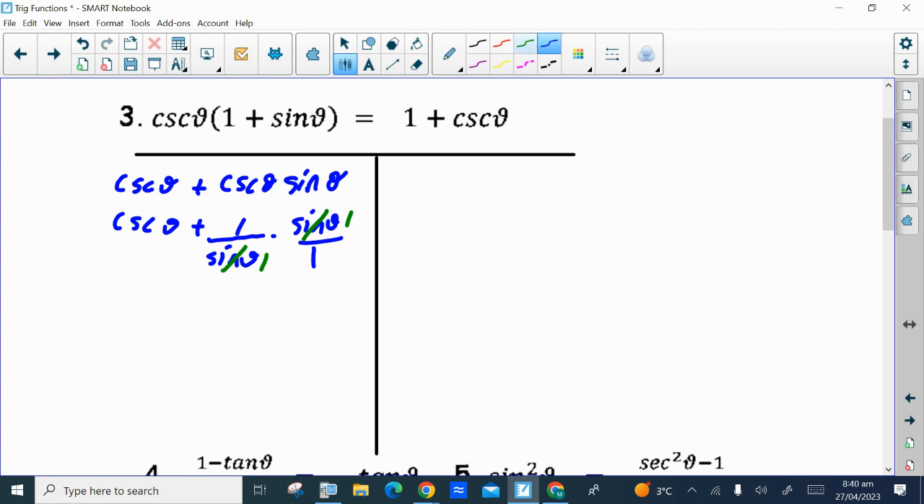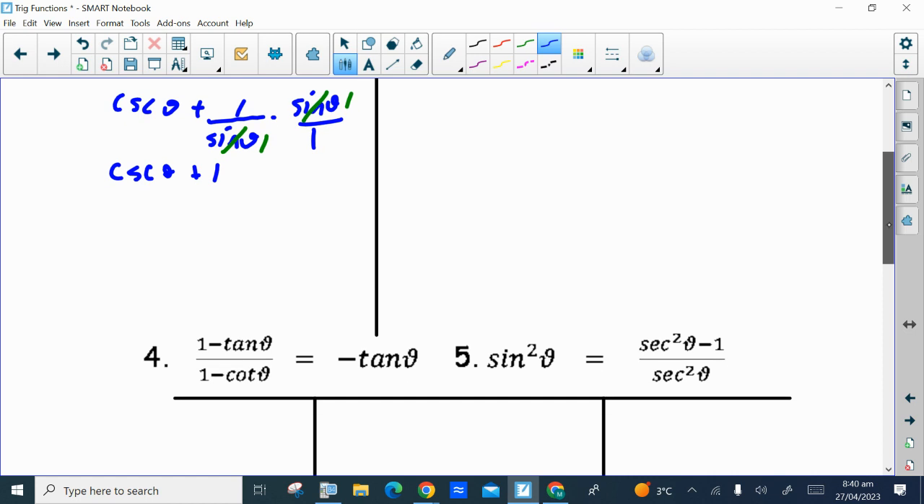And so you have a first term of cosecant theta plus, and then on top it's 1 times 1 over 1 times 1, which is 1. So you get cosec theta plus 1, which is the same as 1 plus cosec theta. And so now we have the same thing on both sides.